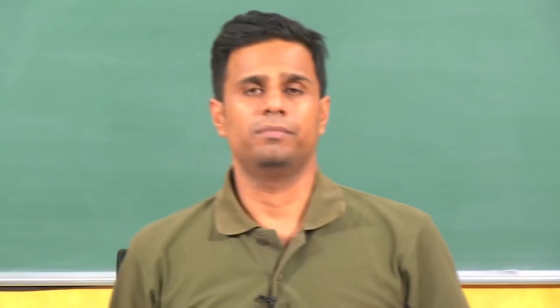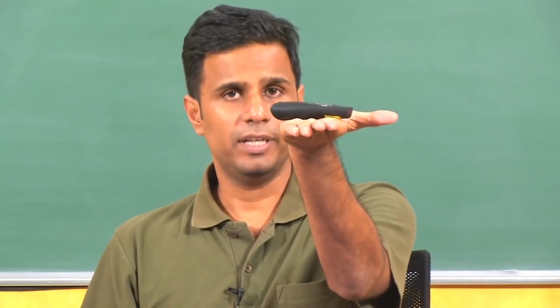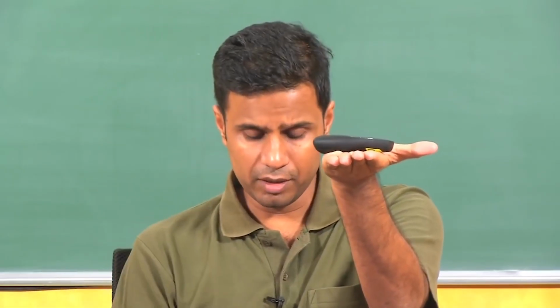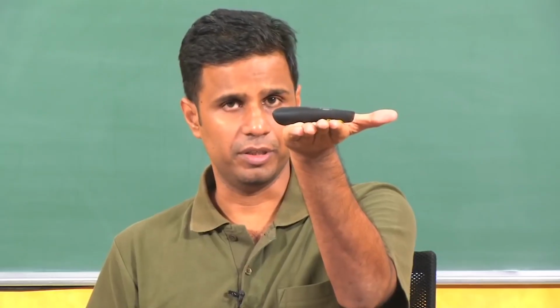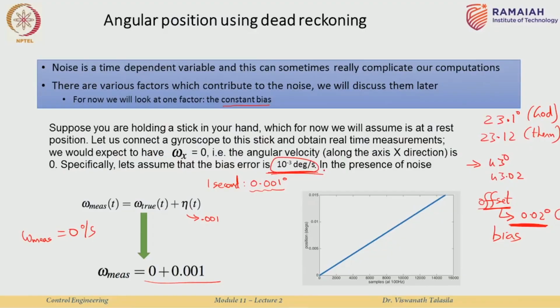Now, let us forget about motion, let us do something far simpler. Let us just keep it as is. It is perfectly stationary, it is not moving. So, the measurement which you get, we would expect to be 0 degrees per second. It is not moving, it is perfectly stationary. However, every measurement is corrupted by this bias value of 0.001. What would happen if I include this bias value in my numerical integration? Let us see what would happen.